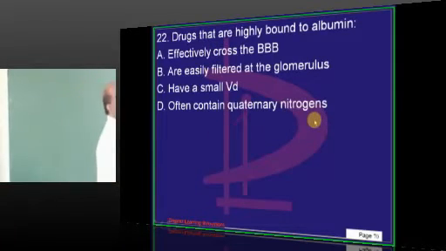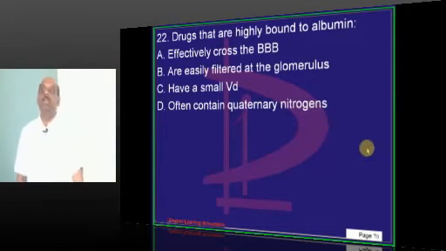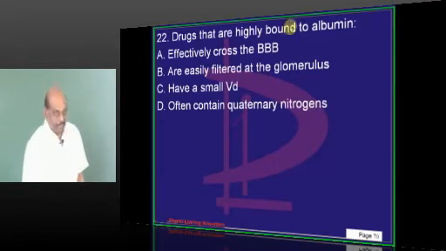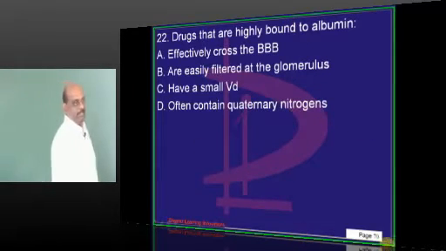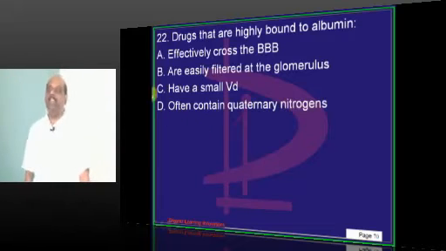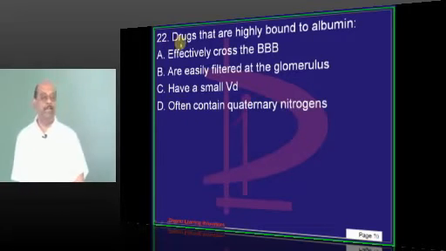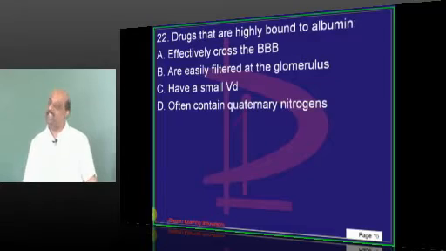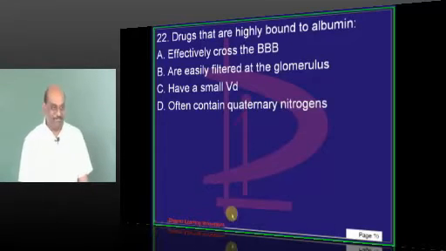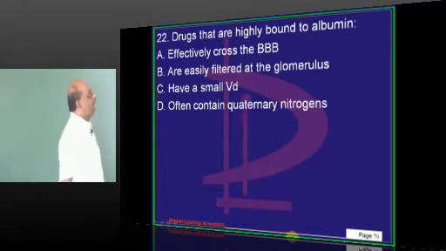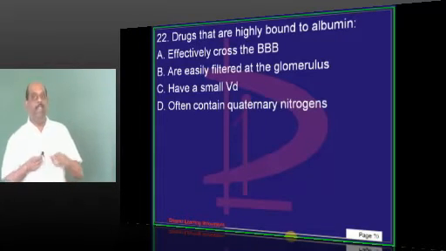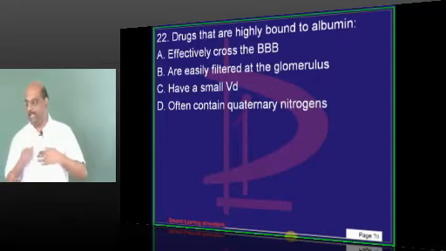Highly bound to albumin. Small VD. What will happen? Small volume of distribution. A married guy has little chance of dating anybody or everybody. So his volume of distribution is lesser because he got married to a protein bound wife. So have a small VD, is what you have to basically remember.